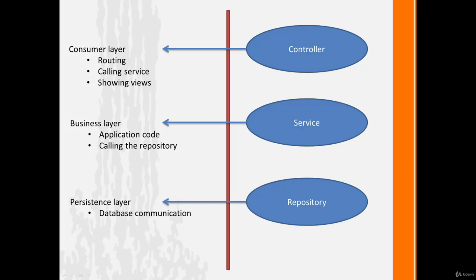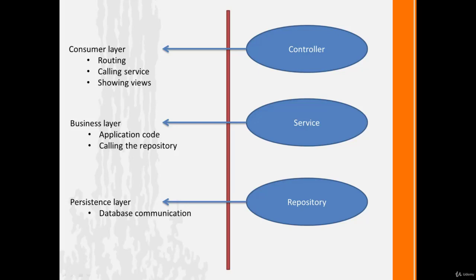So the call hierarchy should be controller, service, and repository. So first you call your controller through some route that you accessed in your browser. Then if you have nothing to do but just showing a view, which is an HTML page with no dynamic content and no database interaction whatsoever, it's just a static view, then of course you would stay on the controller.